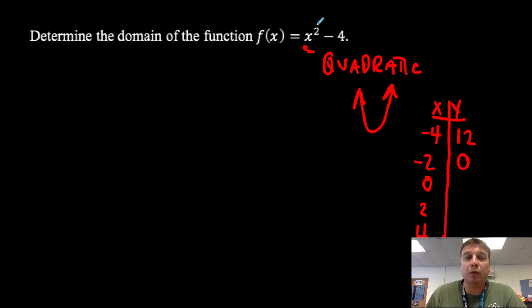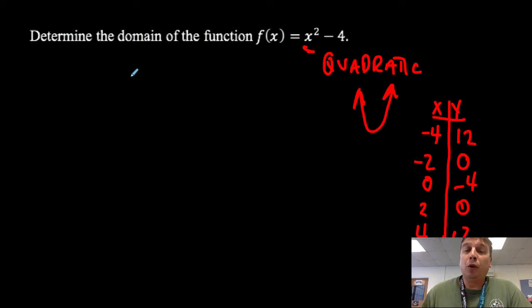Substitute 0 in here. This is one of my favorite. I put a 0 in there, nothing happens. I've got 0. 0 minus 4, minus 4. Substitute a 2 in. 2 times 2, that's going to give me 4. 4 minus 4, that's going to give me 0. And then I should get 12 here, but let's just double check. If I substitute a 4 in here, I'm going to get 4 times 4, which is 16. 16 minus 4, well, that gives me 12.